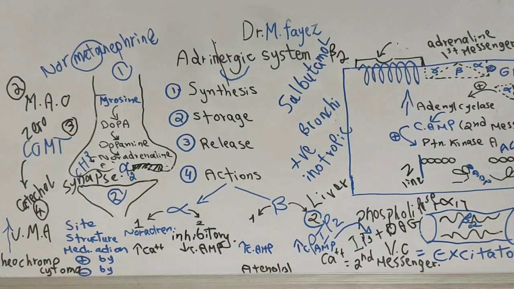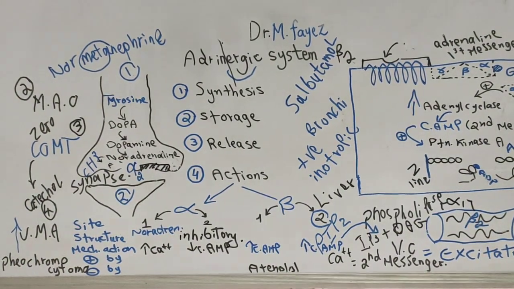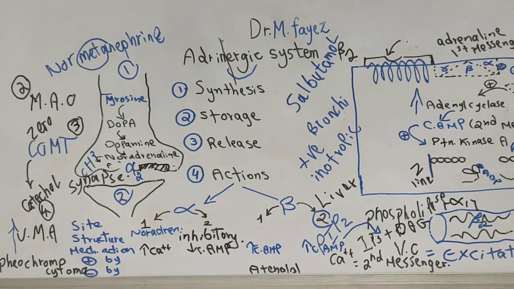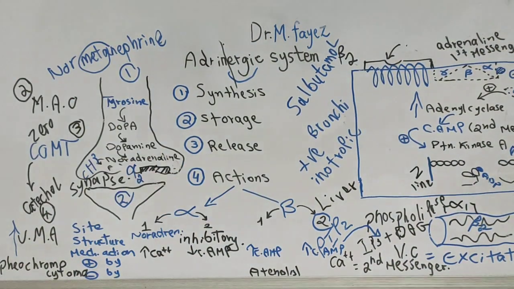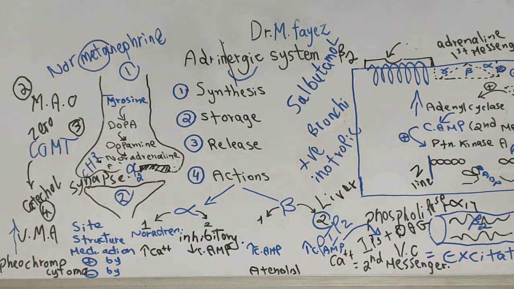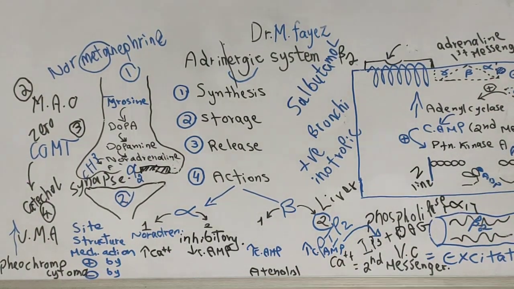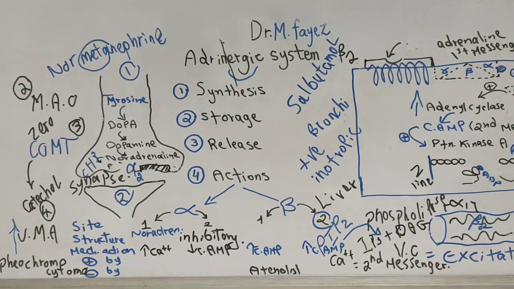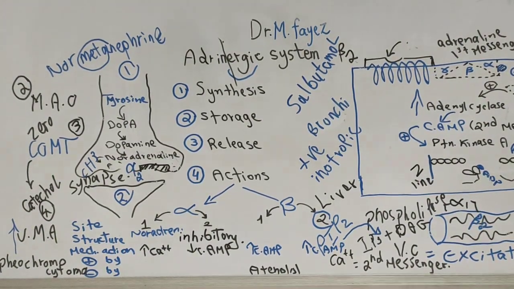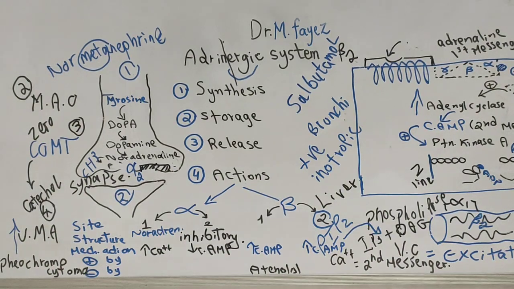At the end of our lecture, I hope that it was beneficial for all medical students. We talk about the adrenergic system regarding synthesis, storage, release, actions. Actions depend on receptor, alpha 1, alpha 2, beta 1, beta 2. We discuss site, structure, mechanism of action regarding drawing. Either you depend on calcium or cyclic AMP as a second messenger, stimulated by, blocked by, and I told you that you have plenty of drugs, you only need to know beta 1 blocker and beta 2 stimulant, and the removal of noradrenaline or adrenaline by reuptake, second MAO, third COMT, and excretion in urine as vanillyl mandelic acid.